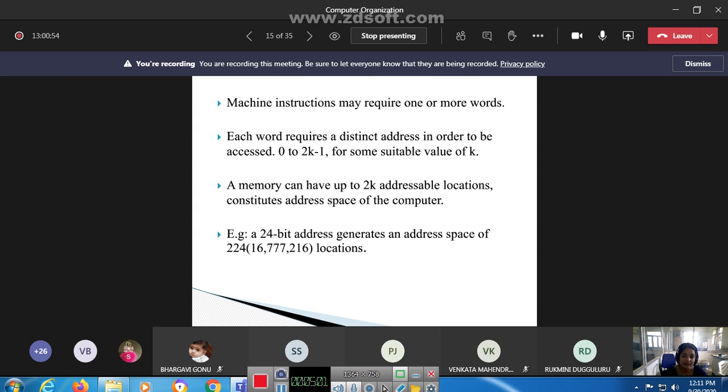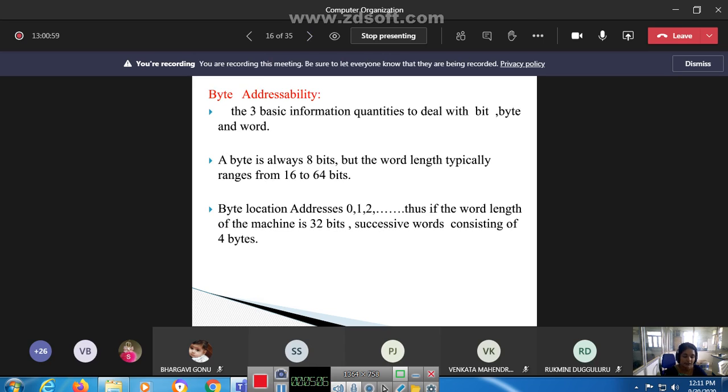This image shows byte addressing. In byte addressability we deal with three types of information units: bit, byte and word. The byte is always 8 bits, so the size of one byte is 8 bits. The word length typically ranges from 16 to 64 bits. The most practical assignment is to have successive addresses refer to successive byte locations in the memory.